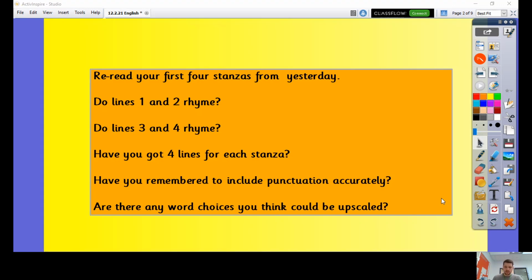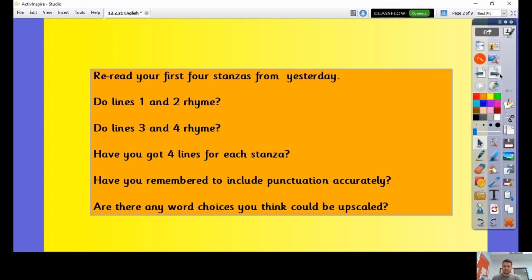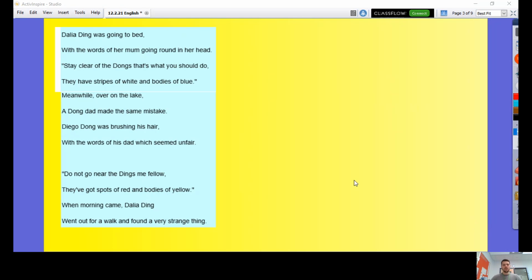Okay, can you spend a few minutes rereading your first four stanzas from yesterday? Think about this. For each stanza, do lines 1 and 2 rhyme, and do lines 3 and 4 rhyme? Have you got four lines for each stanza? Have you remembered to include punctuation accurately, and does every sentence begin with a capital letter, every new line? Are there any word choices you think could be upscaled? Okay, we're going to be focusing on three stanzas today.